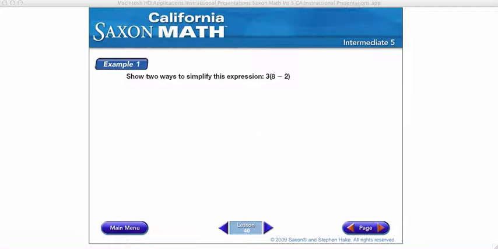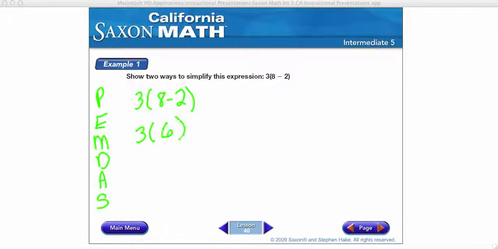Show two ways to simplify this expression. Well, we all know about PEMDAS: parentheses, exponents, multiply, divide, add, and subtract. So I'm going to use PEMDAS in order to solve this problem. I'm going to rewrite the problem, 3 parentheses, 8 minus 2, close parentheses. Let's go ahead and solve this. 3 parentheses, 8 minus 2, which equals 6.